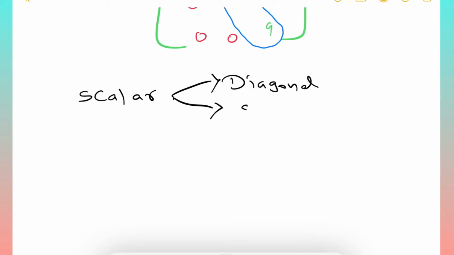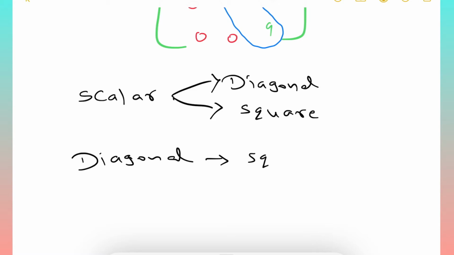So now from these three types we can conclude some points. That is, first point, every scalar matrix is a diagonal matrix. Every scalar matrix is also a square matrix. Next, every diagonal matrix is a square matrix. So these points we can conclude from the previous three types.